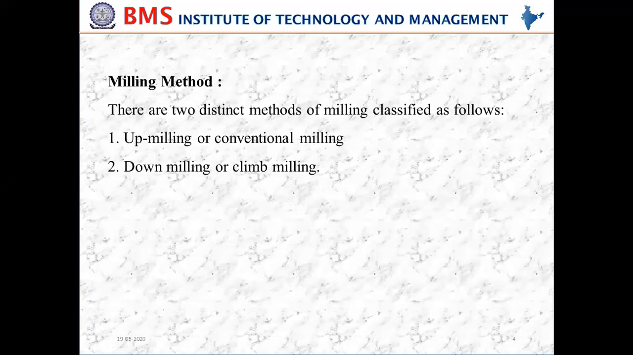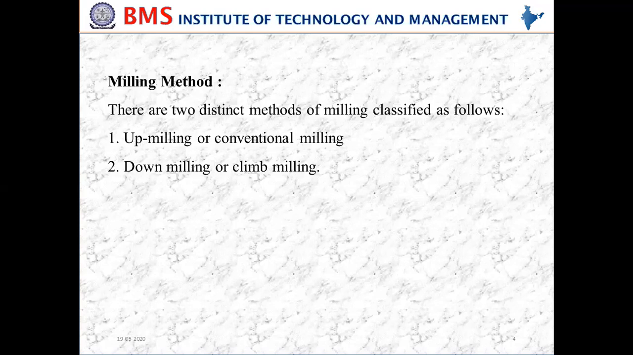Now the methods of milling, which you can consider broadly as two methods. One is up milling, also called conventional milling. The second one is down milling, also called climb milling. We will discuss them one by one.